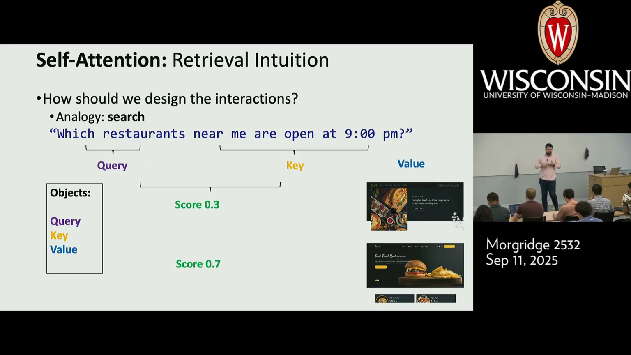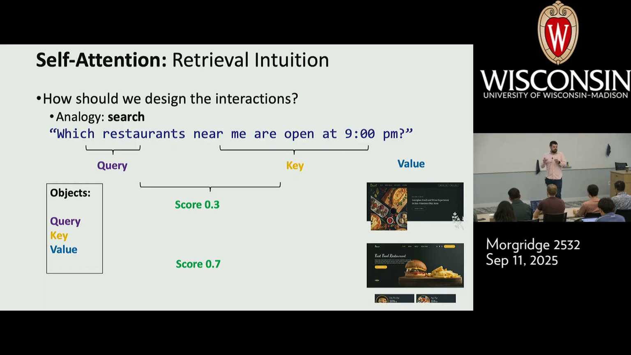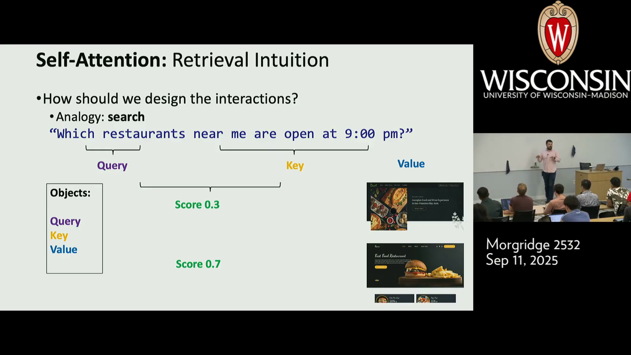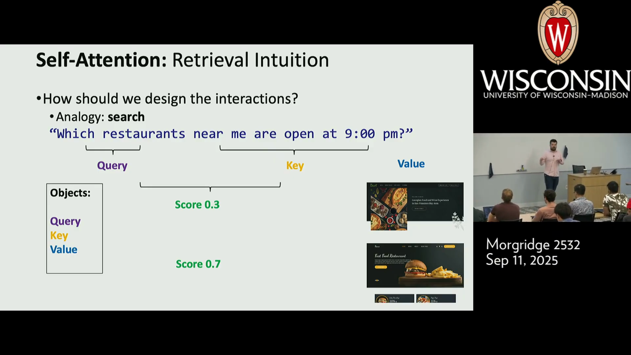We're going to have a key. The query and key will be compared in some way. That will produce a score. And then we'll output values based on these scores. That's the basic operation that we want to translate to words and word vectors.